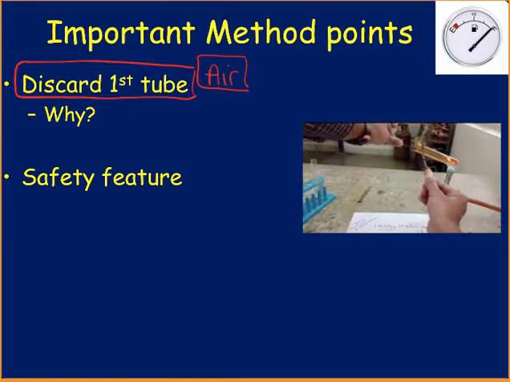Okay, so you let me know when you're ready. Okay, I've got some shakes of heads. Do I have some no's? Okay, so now we're at the part where we discard the first tube. Why? Because it's filled with air.